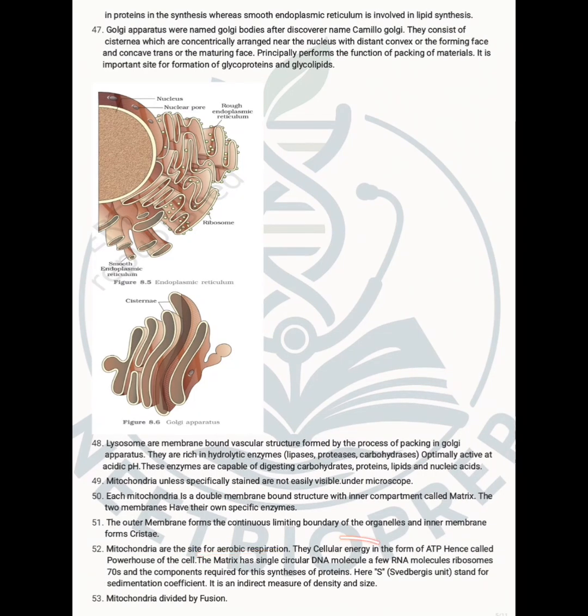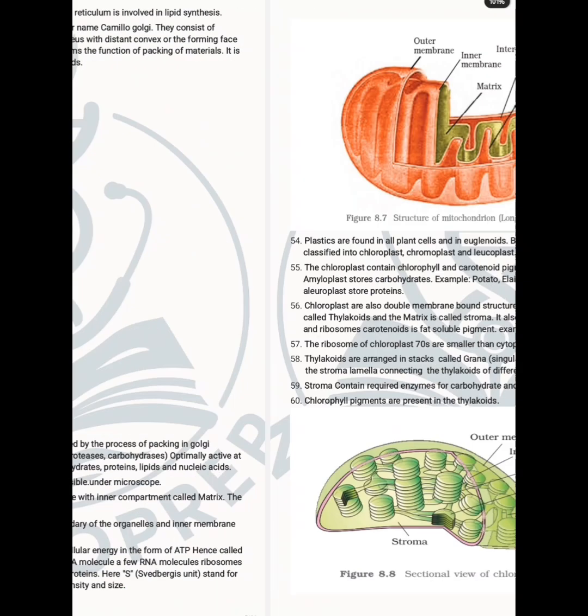They produce cellular energy in the form of ATP, hence it is called the powerhouse of the cell. The matrix has a single circular DNA molecule, a few RNA molecules, 70S ribosomes, and the components required for the synthesis of proteins. Here, S stands for Svedberg's units, the sedimentation coefficient, which indirectly measures density and size. Mitochondria divide by fission.